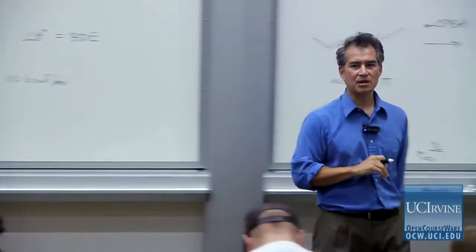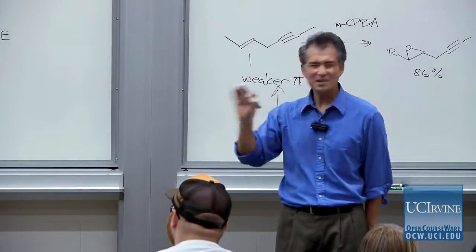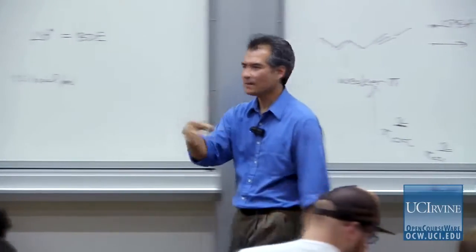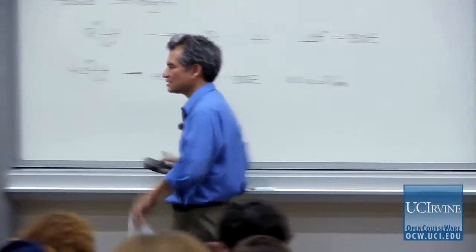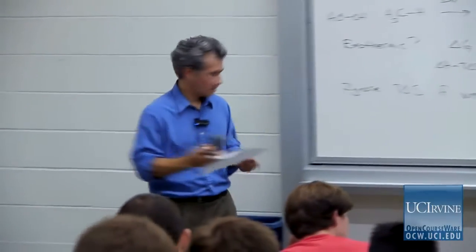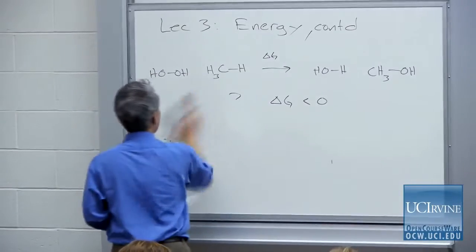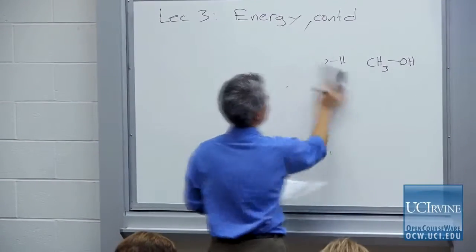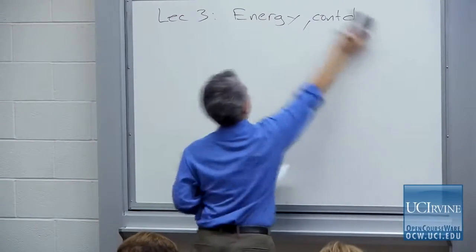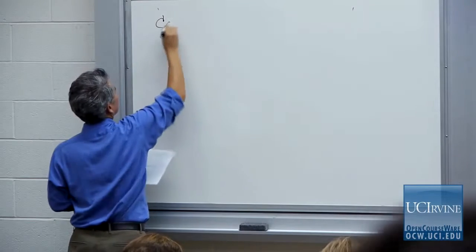And I'll give you some more numbers to help you put that into perspective. So again, as soon as I say the word bond strength, I'm not talking about anions or bases or acids. I'm talking about radical reactions. Okay, so let's take a look at some sample numbers. We're going to start off by looking at CH bonds, because those are very common. And then we'll look at bonds between carbon and other second row atoms.